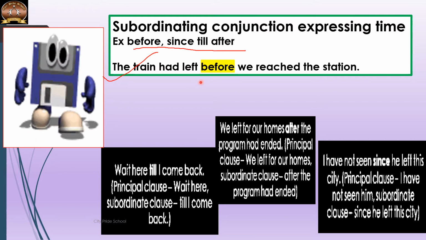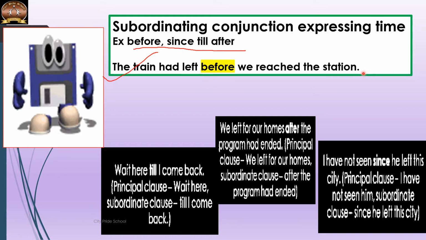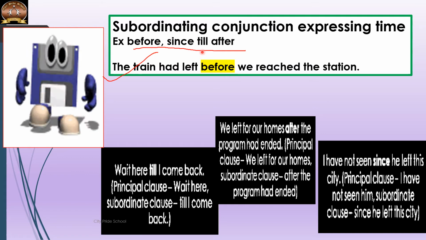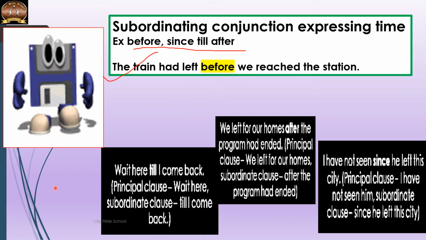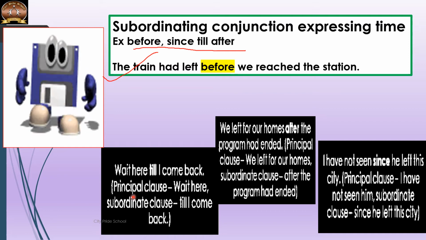But the second half of the sentence, from before we reached the station, is incomplete information; we need the help of the first part of the sentence. So the second half after before is the subordinate clause, and the conjunction that joins it is before. There are other examples, like: Wait here till I come. Wait here is the main clause, till I come back is the subordinate clause.